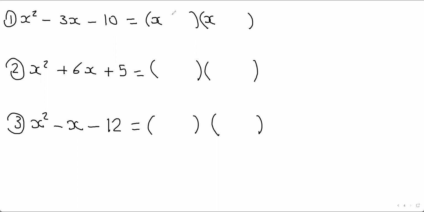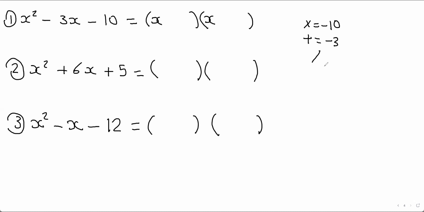And after that, how do I figure out the numbers that are going to go in here? The numbers that go in here have to multiply to the constant, so they have to multiply to give me -10. And they have to add to the number beside the x, so the 2 numbers have to add to give me -3.